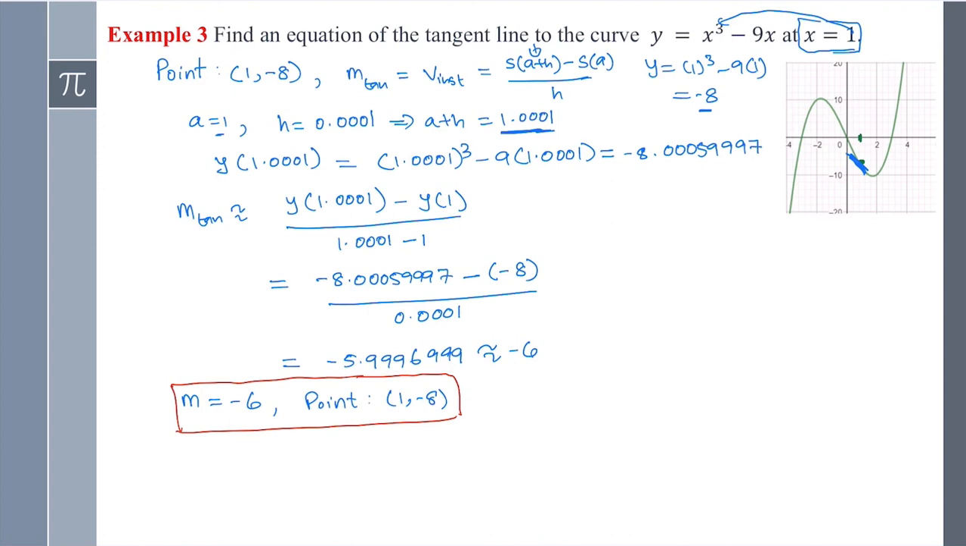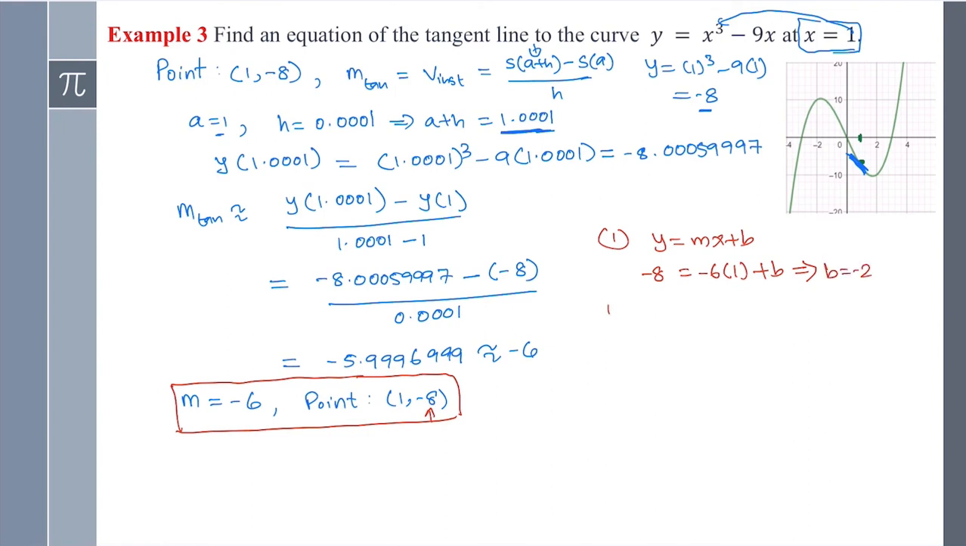I'll show you both, and then you can pick one way to do it, okay? So you don't have to do both. So the first one, let's go ahead and use y equals mx plus b. When you're using this, y is the y value of the point, which is negative 8, equals m is the slope, which is negative 6, times x is 1 plus b. Now if you solve for b from here, you'll get b equals negative 2.